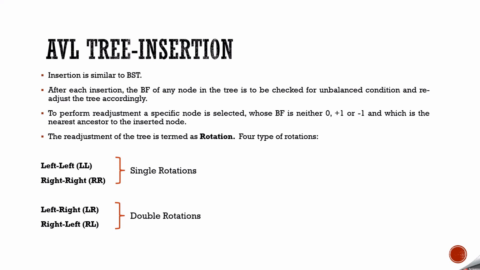And LL and RR rotations are also called single rotations because they are the simplest, and one rotation of the tree is going to solve my problem. But in situations where I have an LR or RL problem, it needs two rotations. That's why it is called double rotation. And this is a bit more complex than single rotations.